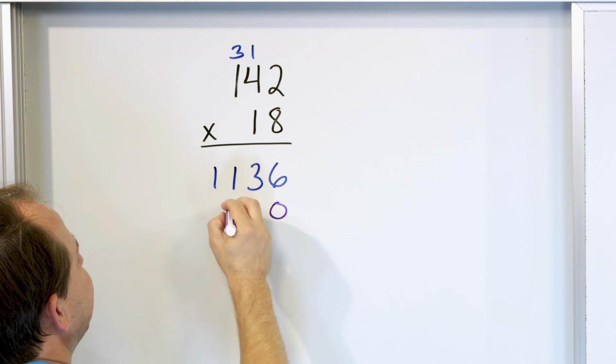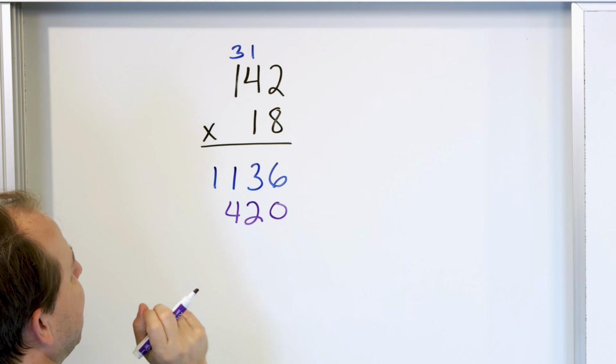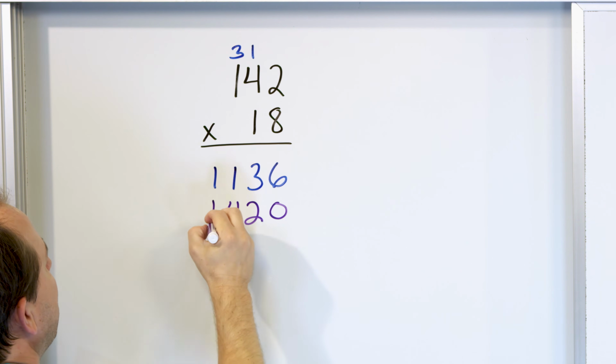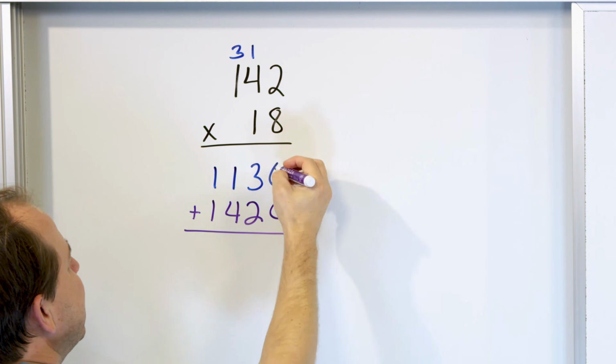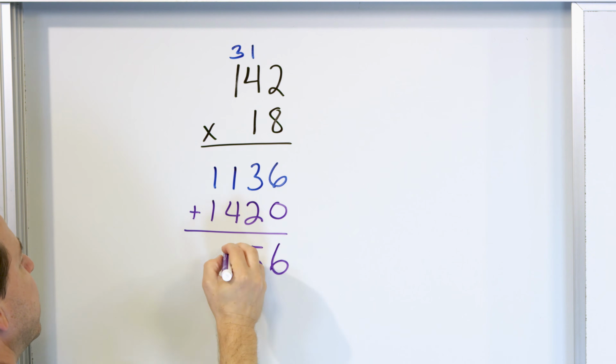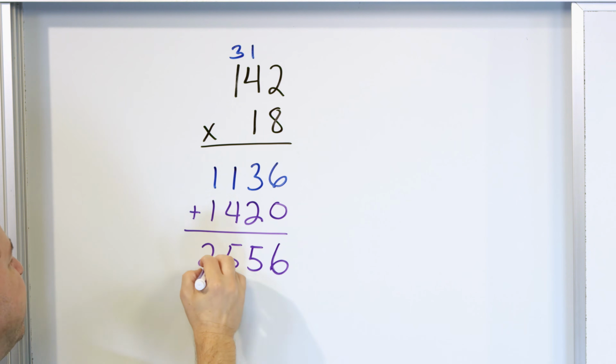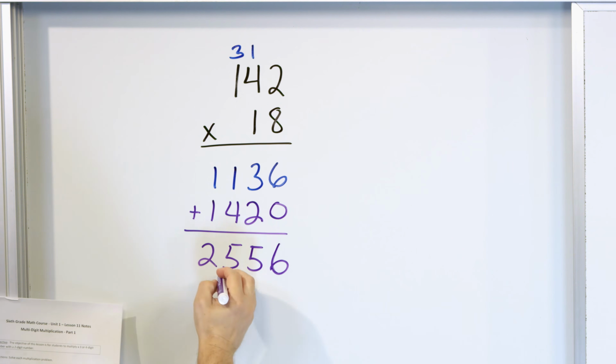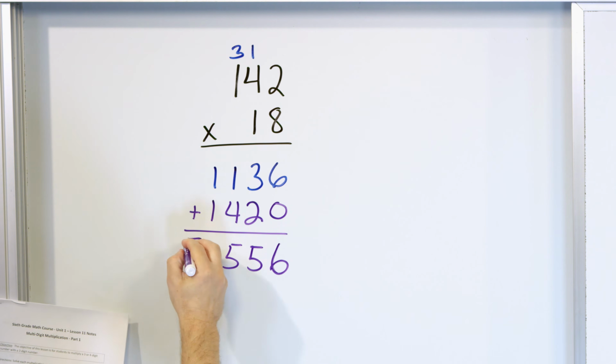1 times 4 is 4. We do not add these numbers. That was from the earlier step. 1 times 1 is 1, and then we simply add. 6 plus 0 is 6. 3 plus 2 is 5. 4 plus 1 is 5. 1 plus 1 is 2. So the answer is 2,556. That's the final answer.